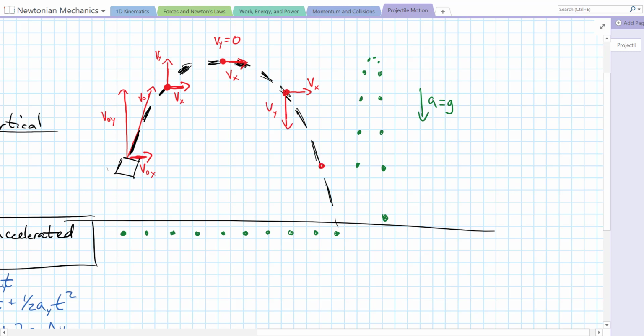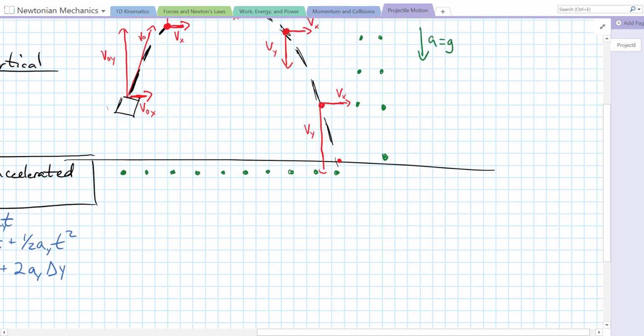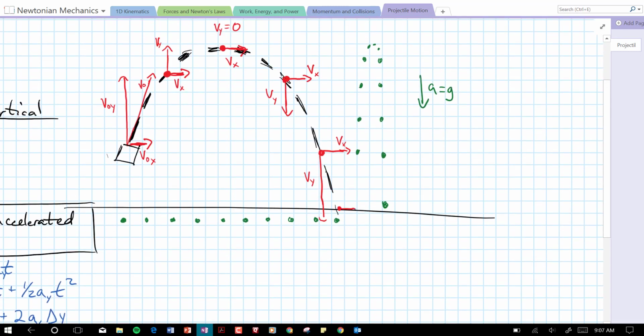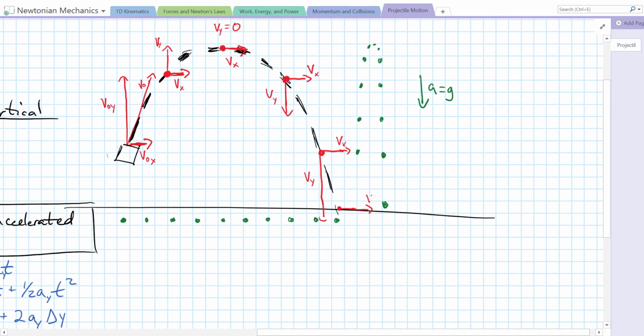Over here, vx is still constant to the right. Vy is down. And then at the very bottom, vx is still going to be constant to the right with the same magnitude. And vy is going to be at its maximum.